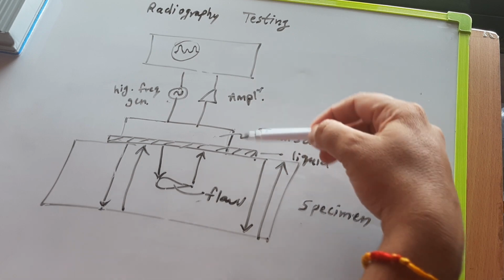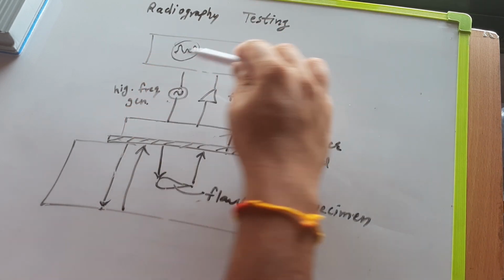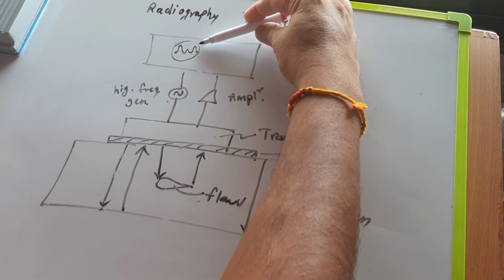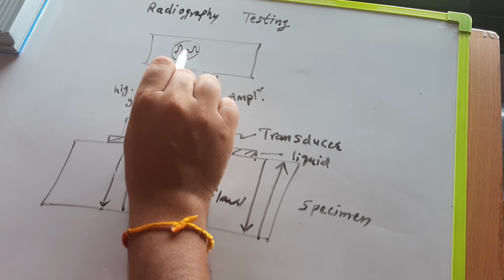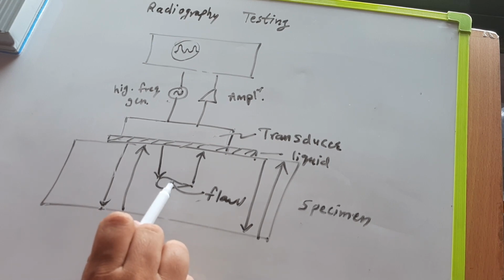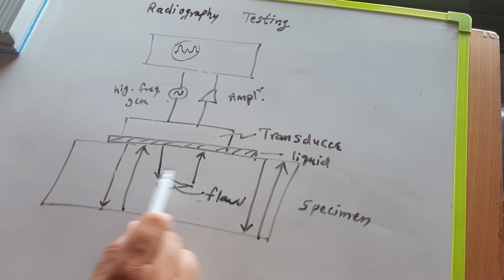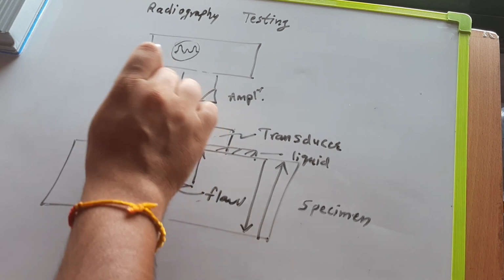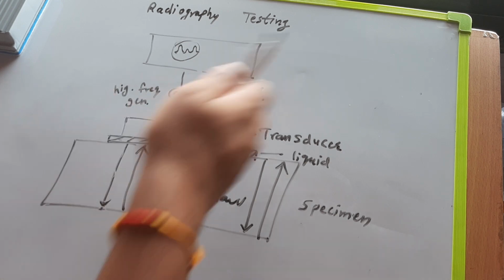There is an amplifier which enhances those signals, and those are plotted on the CRO or any kind of analysis instrument. What you typically get is a small, less intensity signal for that particular part, because some signal is absorbed. So that is the basic principle. If there was no flaw, the signal from all directions would be constant. So this is the basic principle.